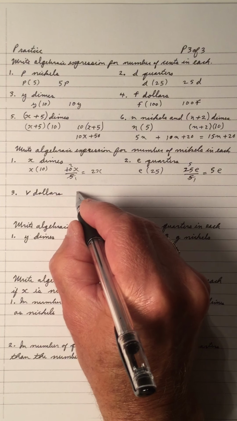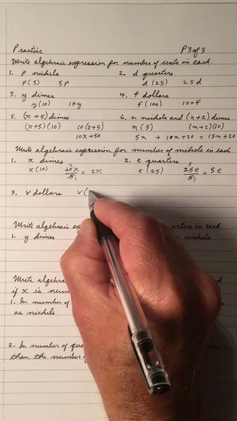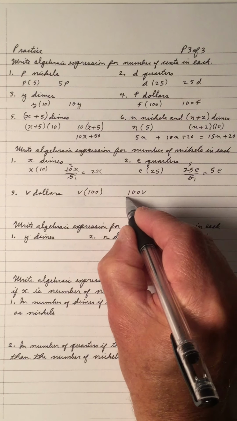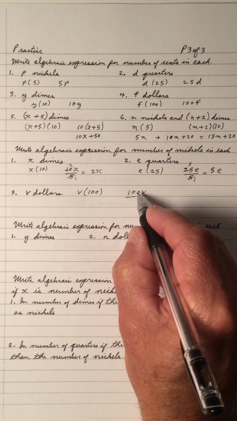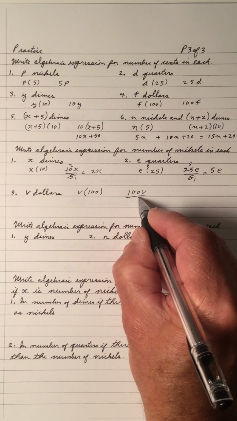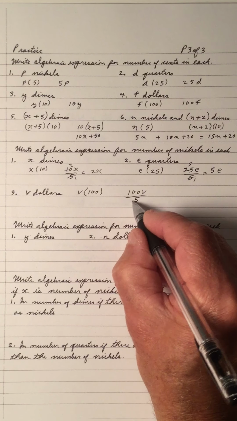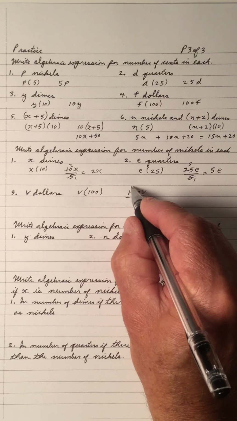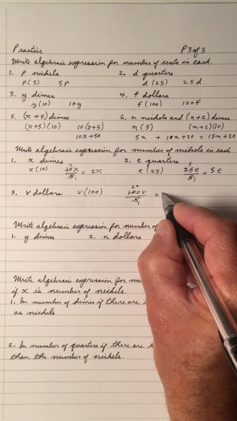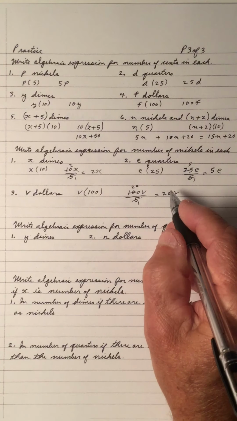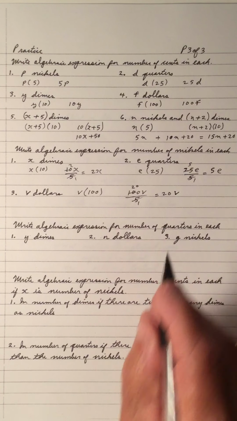V dollars, you have V dollars, there are 100 cents in a dollar, so that's 100V. And you've got to find the number of nickels in that. So if you divide 5 into the number of cents, you'll get the number of nickels. 5 into 100 is 20, so that cancels out to be 20V. So V dollars is 20 times V in the number of nickels.